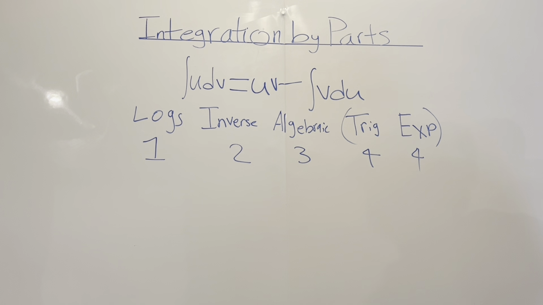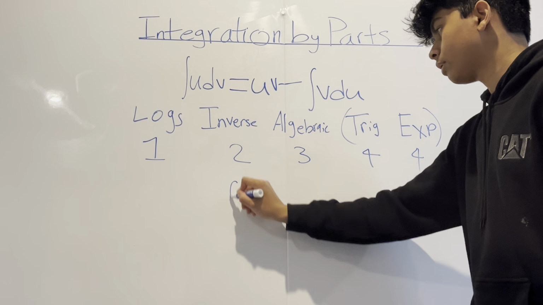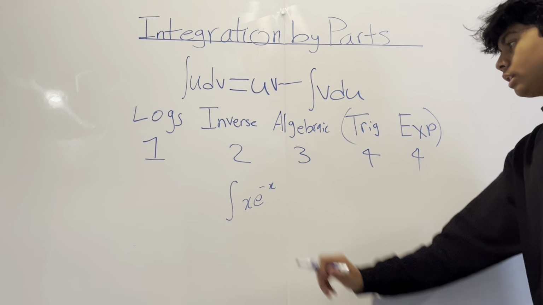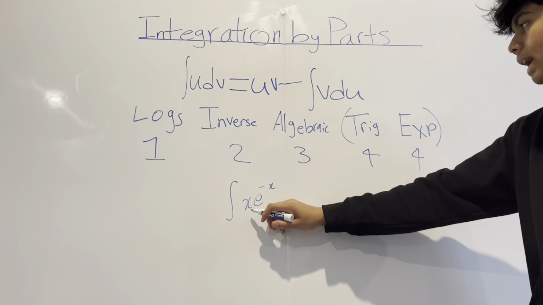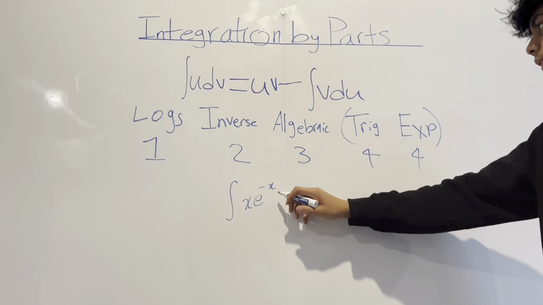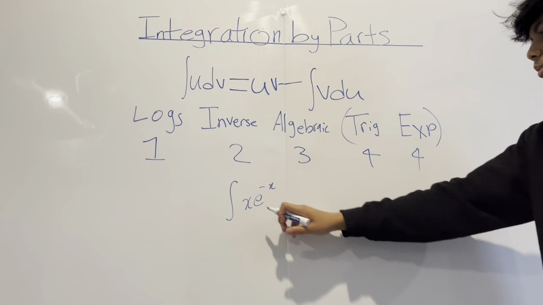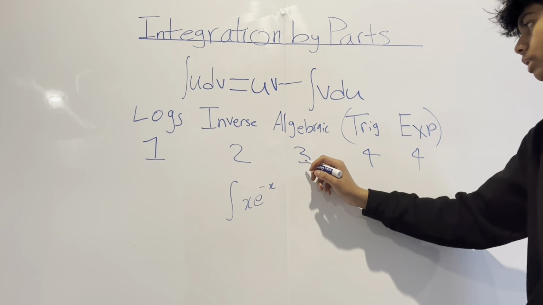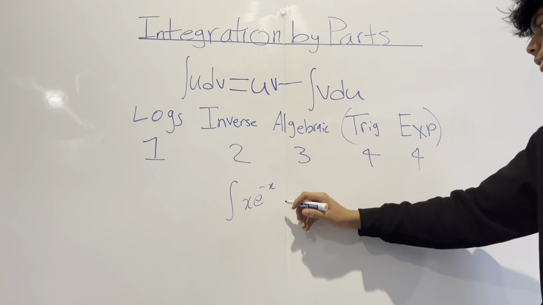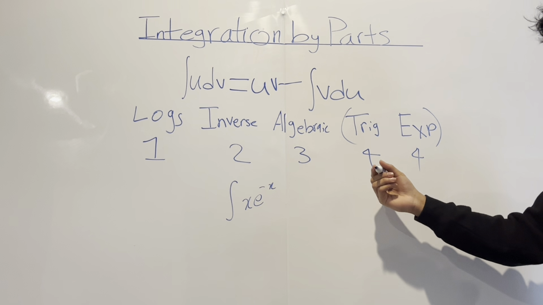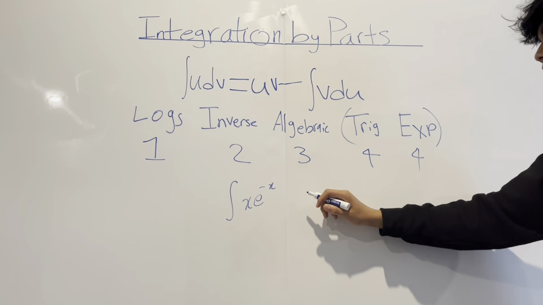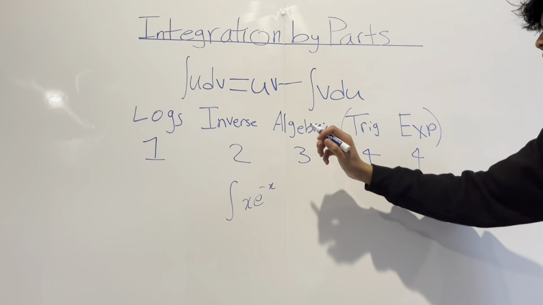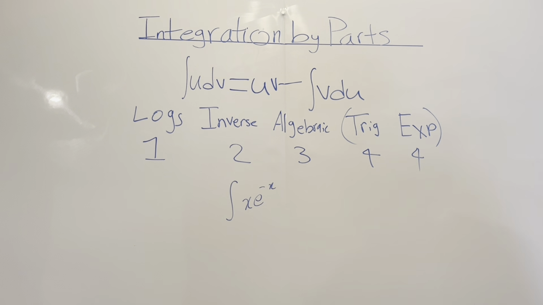Now let's say we have a function like the integral of x e to the negative x. Here we have x, which is algebraic, and e to the negative x, which is exponential. We would take x to be our u because that comes first. See, 3 is before 4, and e to the negative x is last, right? So we would take e to the negative x as dv. This is just a little structure that you could use to see what your u and dv is.